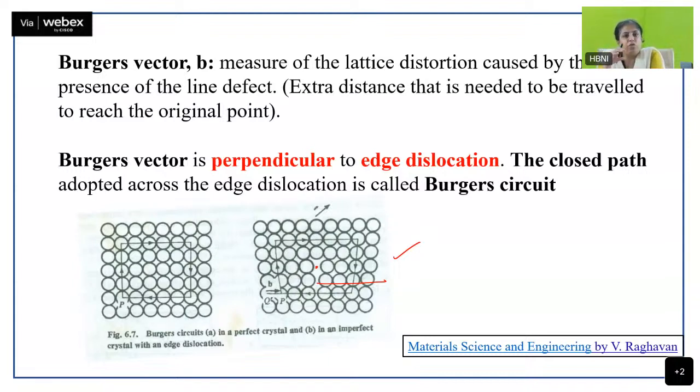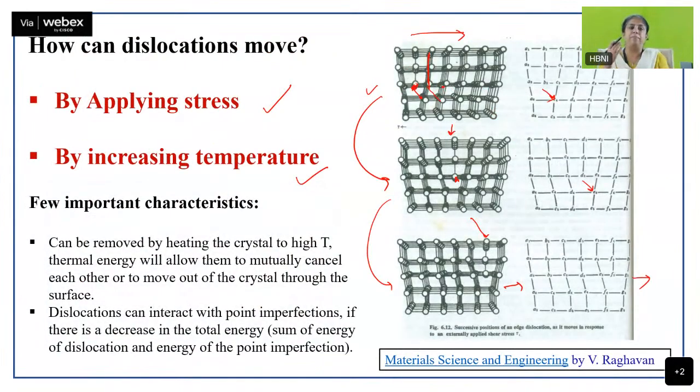Now, if that interstitial was bigger, it will try to adopt this particular space, because here your atoms are expanded. The space between them is more than what it generally is in the equilibrium position. So the net result would be that the system's free energy would decrease. And if it was a smaller ion, it would rather go into interstices on the above part. So this is what I meant when I say that dislocations can interact with the point imperfection if there is a decrease in total energy.